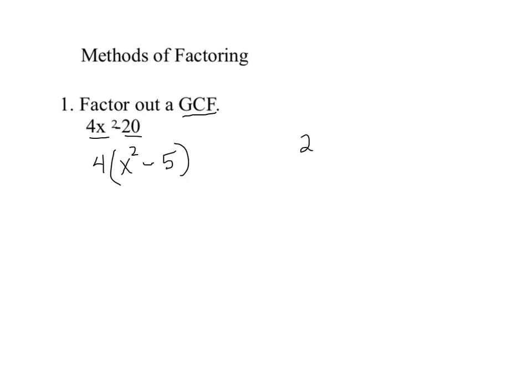If I had 2x squared plus 6x, then I could factor out not only a 2, but I could also factor out an x from both of those, and I would have x plus 3. And then I would double check, use the distributive property, make sure I can get back to it. But that's factoring out a GCF.